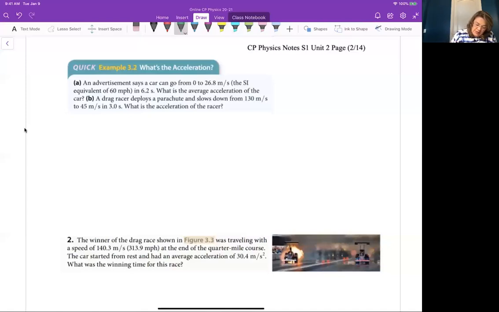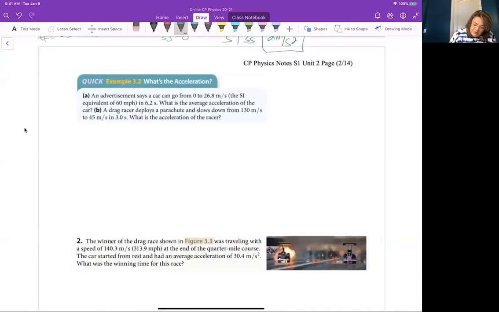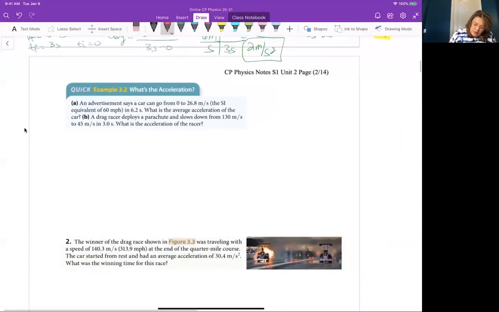An advertisement says the car can go from, this is important, so let's underline that. And what is that? Well, this is my initial velocity. This is my final velocity. And what did this value give me? This was the time it took to go. So that's the elapsed time, okay? So what are they asking? They want to know the average acceleration.